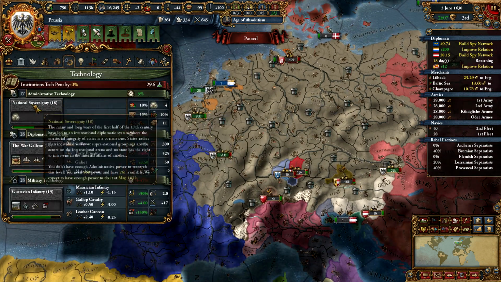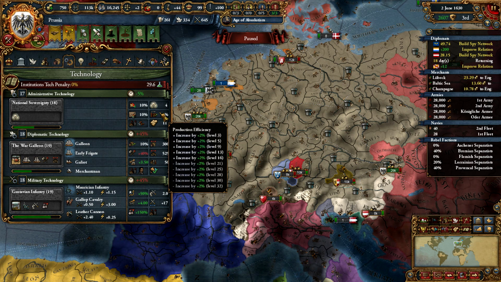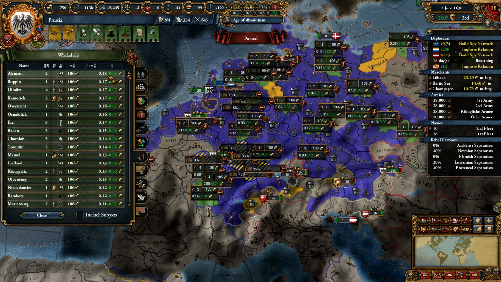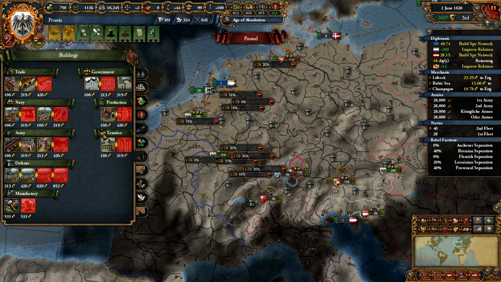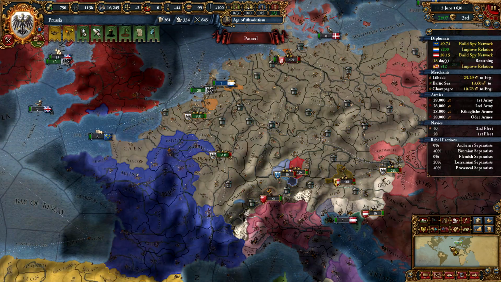One last thing here, guys. Your admin techs do periodically just straight up increase your production. So keep that in mind when judging whether you should invest in a sort of mediocre production province or mediocre tax province, as your production will increase over time.